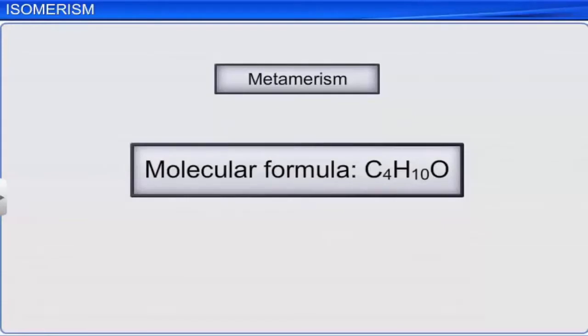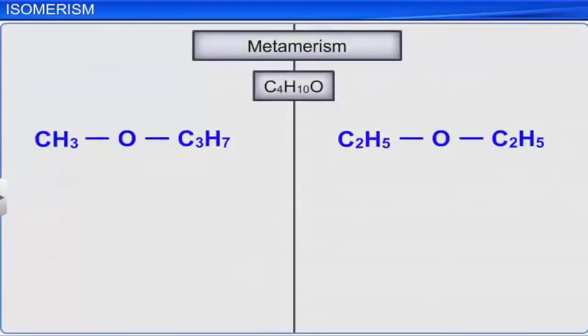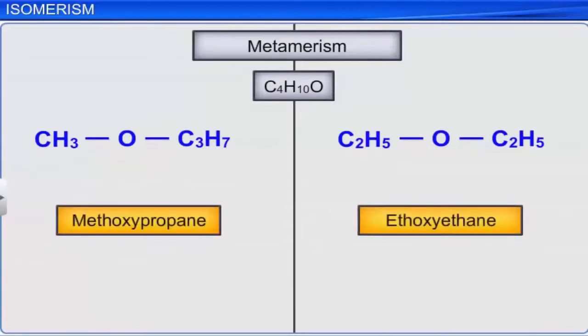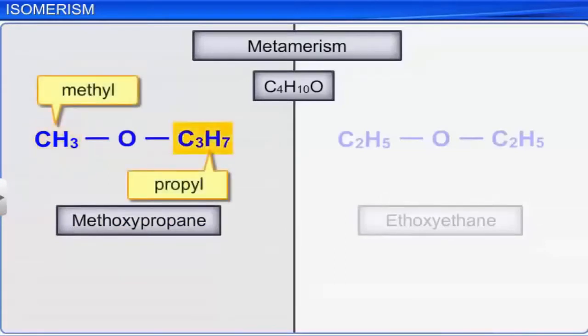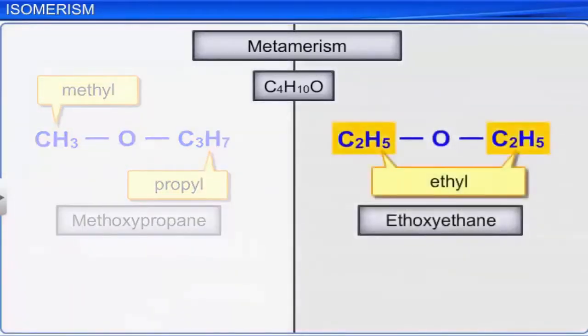Let's consider the molecular formula C4H10O. The following isomers can be drawn, that is, methoxypropane and ethoxyethane. Here the alkyl group attached on either side of the functional group is different. In case 1, methyl and propyl are attached to either side of the functional group, and in case 2, ethyl groups are attached to either side of the functional group.